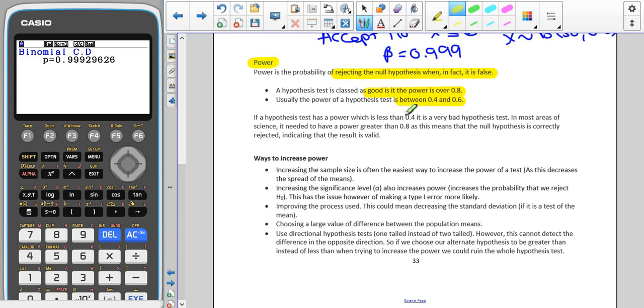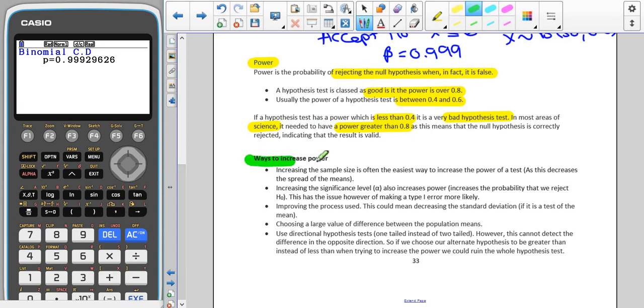If the power is less than 0.4, then we usually conclude that the hypothesis test was not good. And as I said before, in science, we need the power to be greater than 0.8 so that we've correctly rejected and our result is valid. So it's quite important that when you find out the power of your hypothesis test, there are some things that you can do to help you increase that.